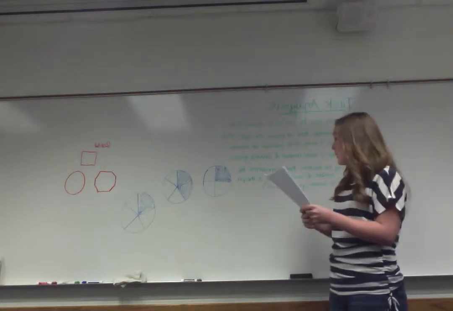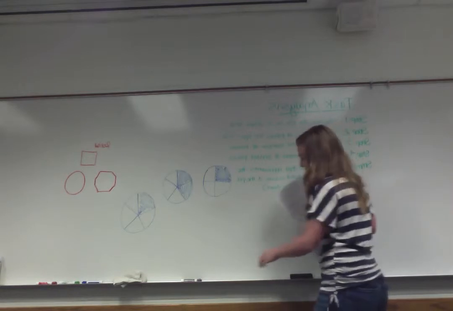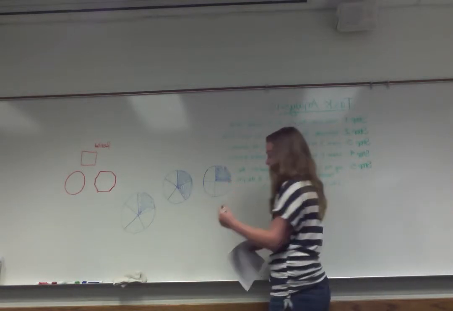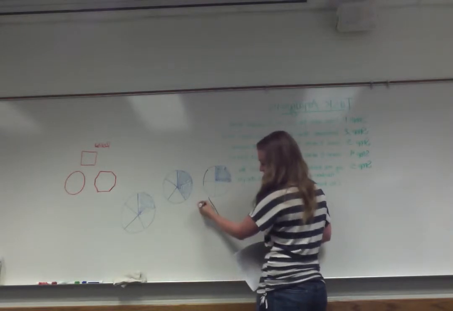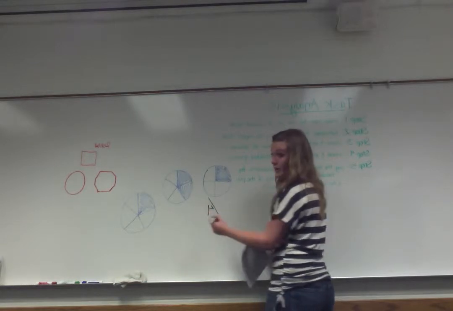Step number 4. After we count the number of pieces, we are going to write the number of pieces, so all the pieces, on the bottom of our fraction. So we do the fraction right. We learned that yesterday. And we're going to do 4 underneath. Okay?